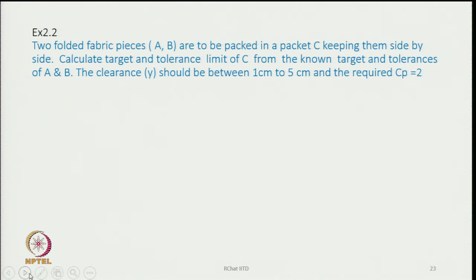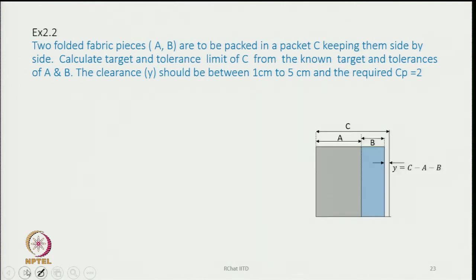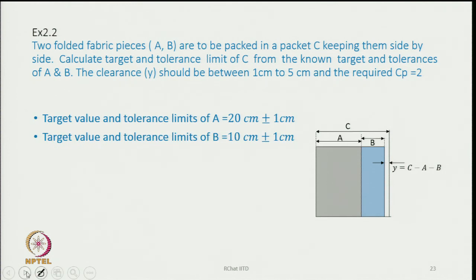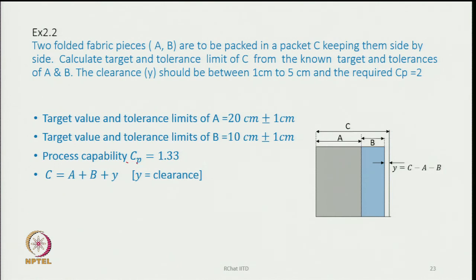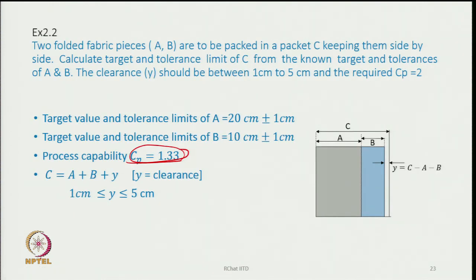There is the other example that we have chosen, where we have also given now the target values. Everything remains the same, only what is extra here is the Cp value, which was not there earlier. So, we say the Cp is 1.33 for fabric A and B. C is A plus B plus Y, and in this case the requirement for this clearance is between 1 to 5 centimeter.